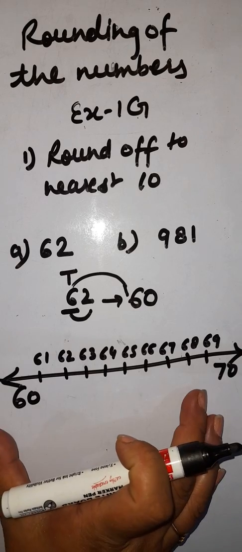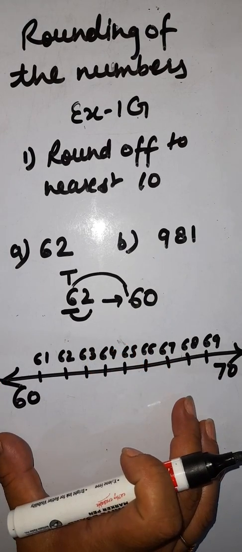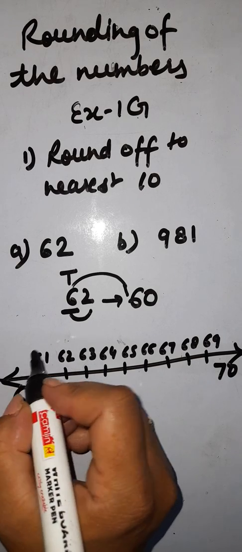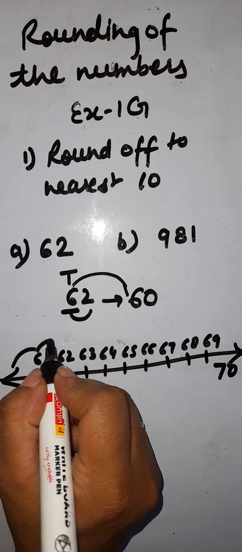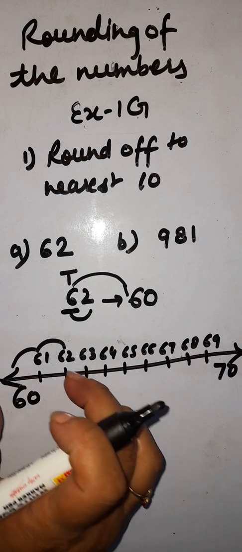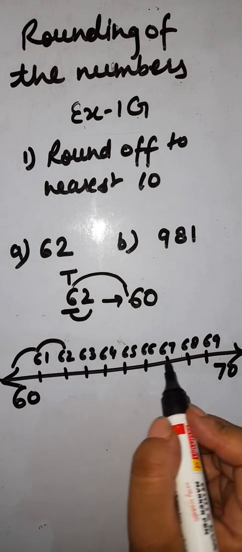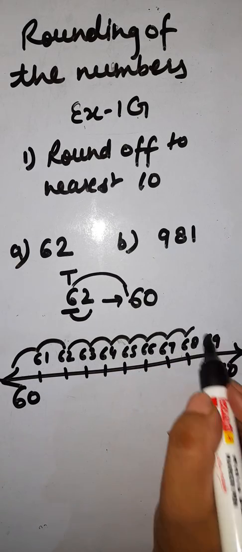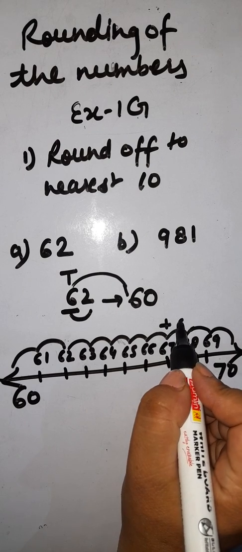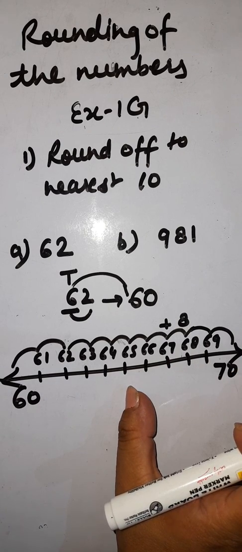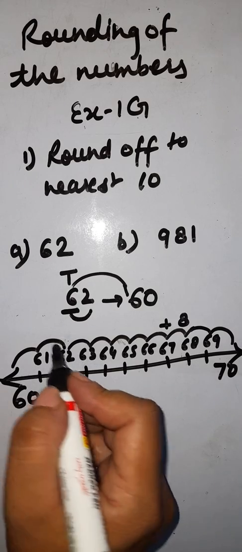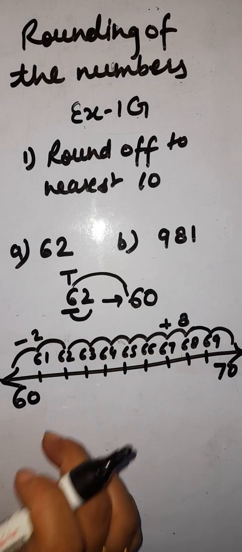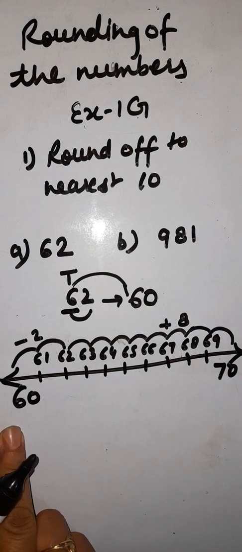How? Look at the number on the number line. Here 60, here 70. 62 goes only two steps from 60, 61 and 62. And 62 goes 8 steps forward to reach 70, and it comes back 2 steps to 60. So it is near to 60.